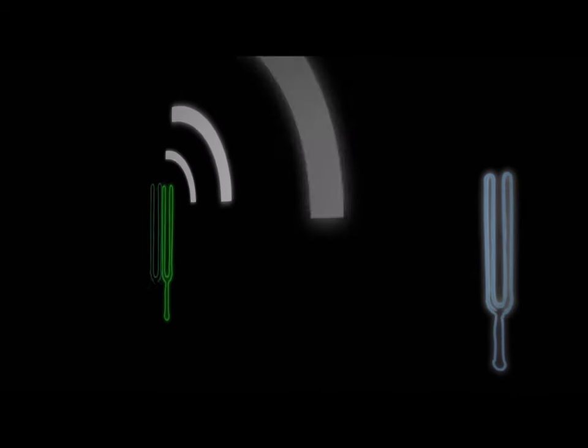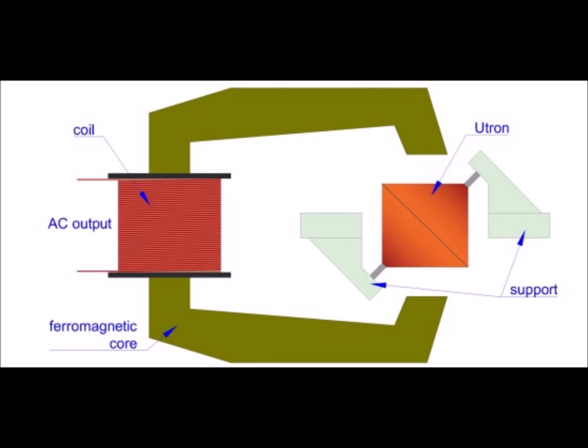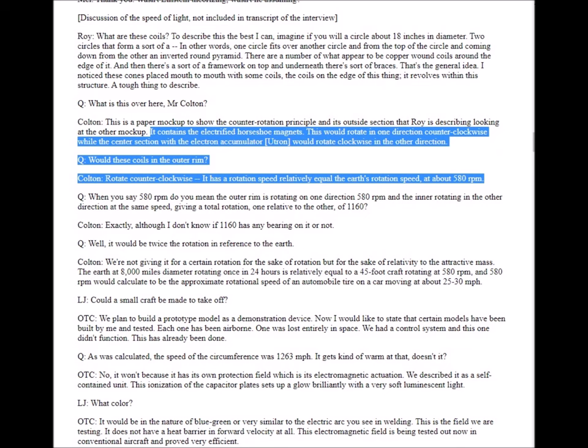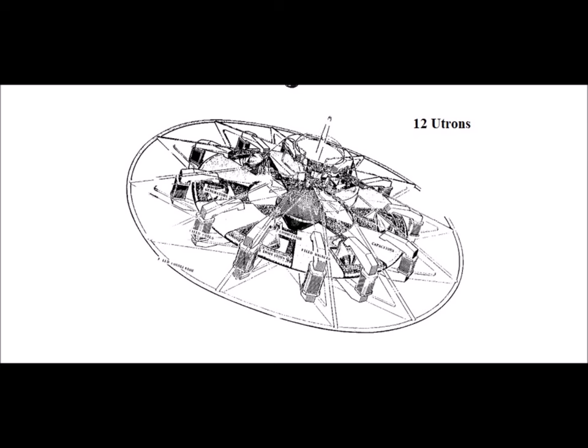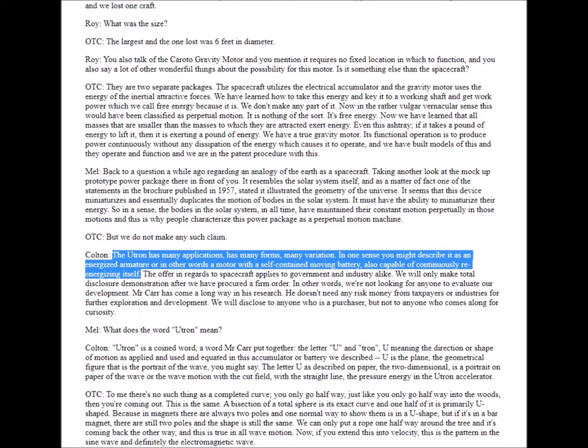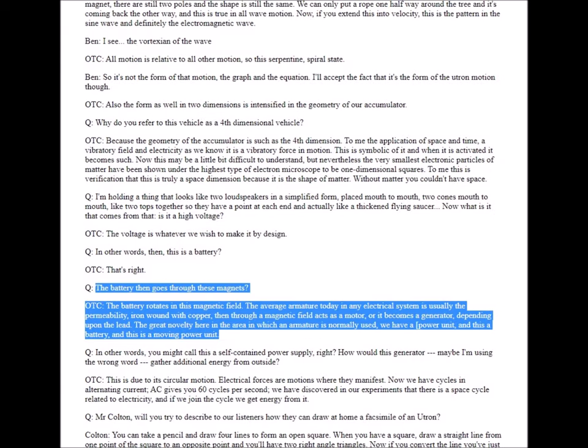When the utrons, which were mounted on one of the discs, were rotated, they passed through horseshoe electromagnets, which were mounted on the other oppositely rotating disc. The 45-foot craft was set to rotate at 580 RPM and had 12 utrons and 12 horseshoe magnets. One of Carr's business associates further characterized the utron as an energized armature motor with a self-contained moving battery capable of recharging itself.